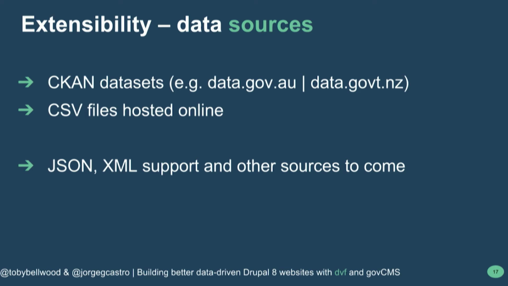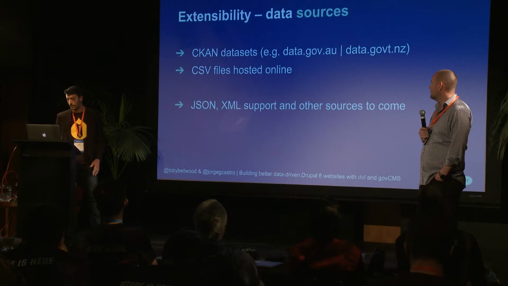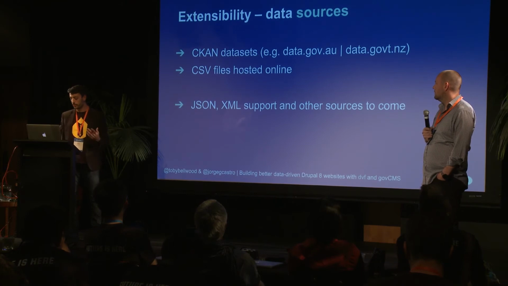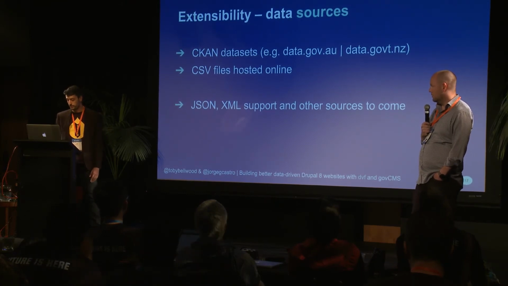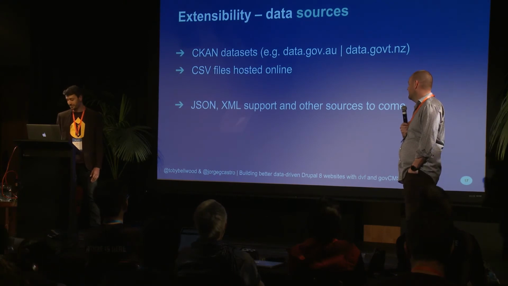So this is what I was talking about. CKAN datasets is just one of the data sources. CSV files is another one as well. And there is more to come. So JSON, for example, XML as well. They are coming. We're not doing PDF. Not doing PDF.